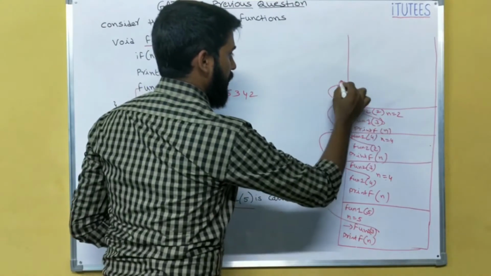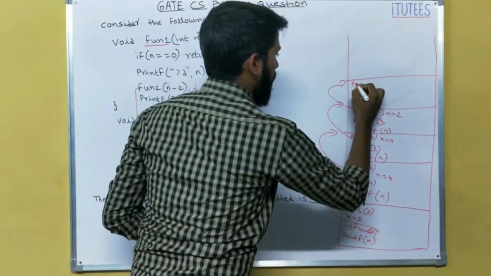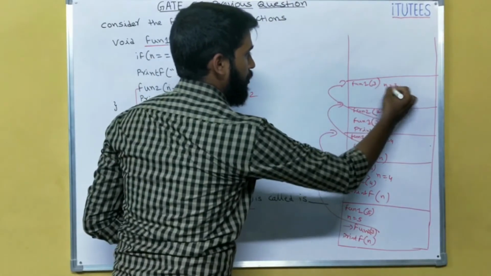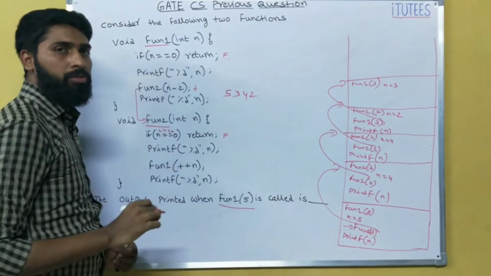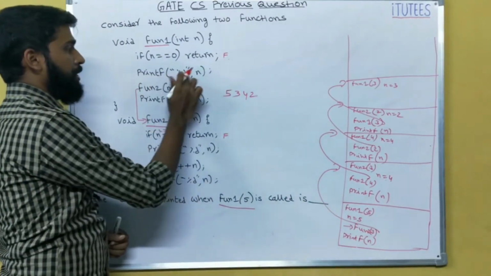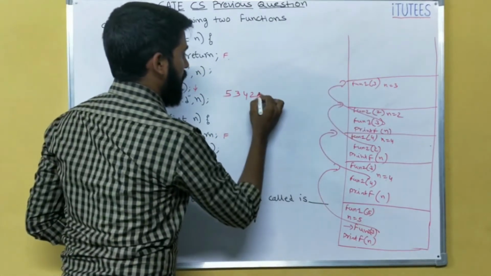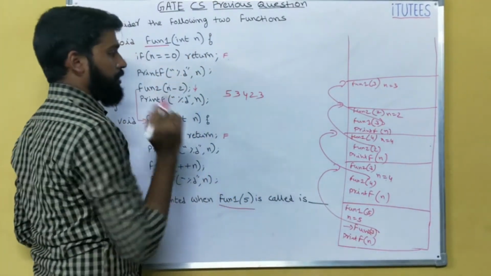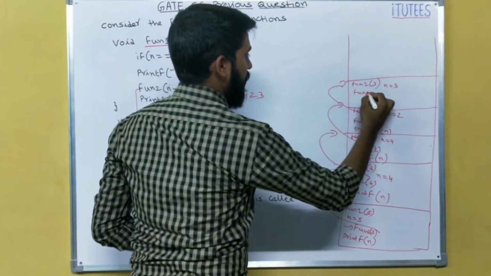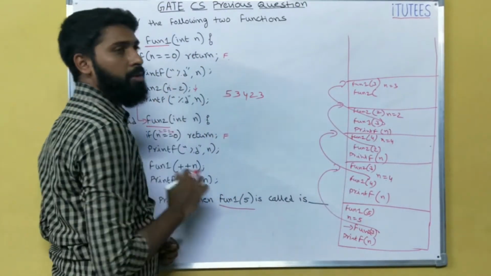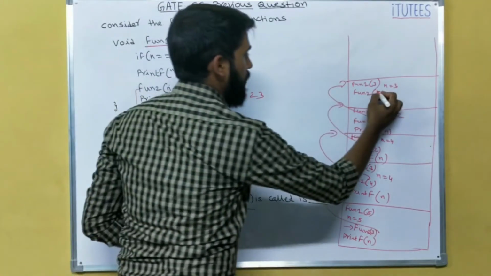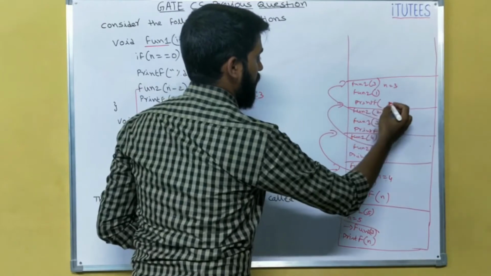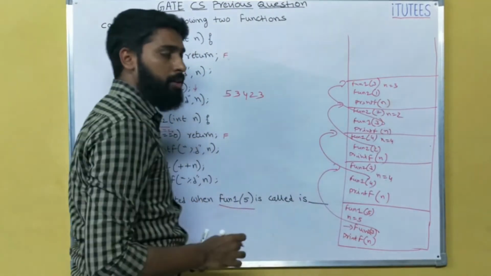Function 1 of 3 means another function call. n equals 3. 3 equals 0, false. Printf percentage d n, and the n value is 3. 3 is printed. Again we call function 2 of 3 minus 2, that means 1. This remaining instruction we are going to execute after completion of function 2.